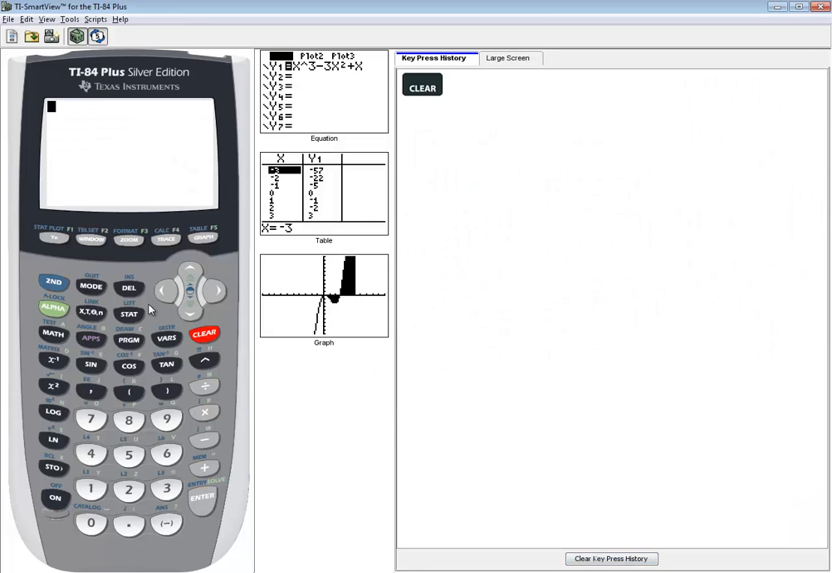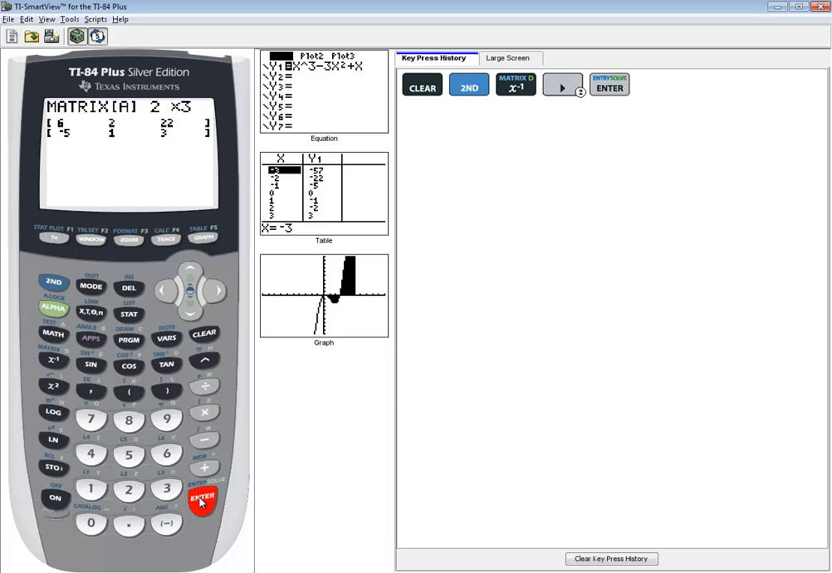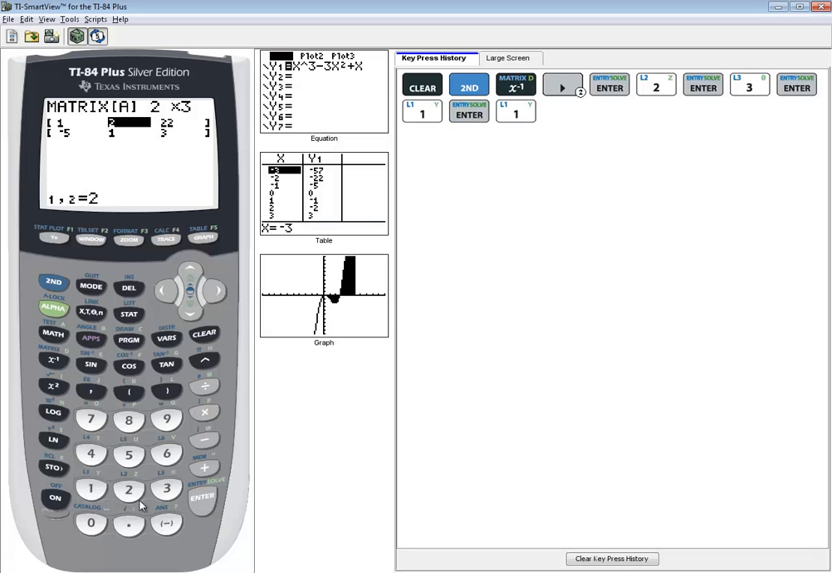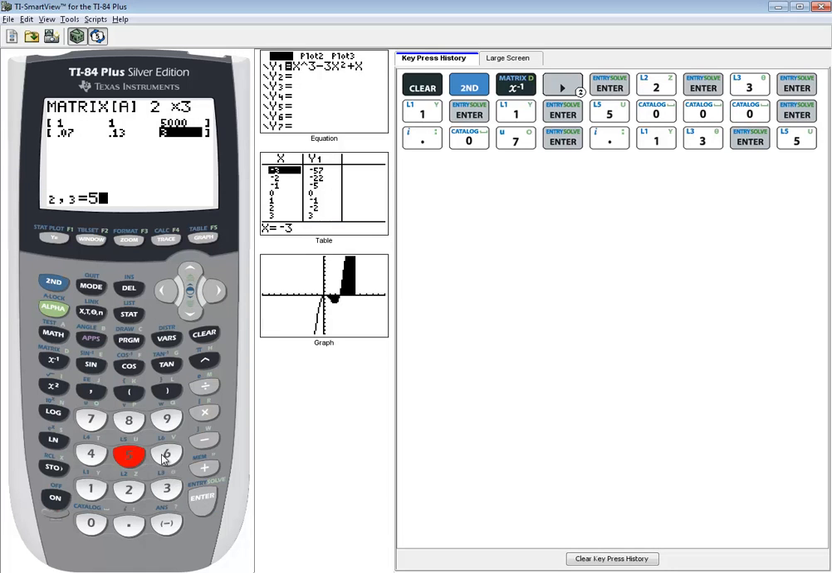So I'm going to press second x negative 1. Right arrow twice over to edit, or left arrow once. Press enter on A. It's a 2 by 3, rows by columns. So you do 2 enter, 3 enter. And we enter 1, 1, 5,000, 0.07, 0.13, 560.